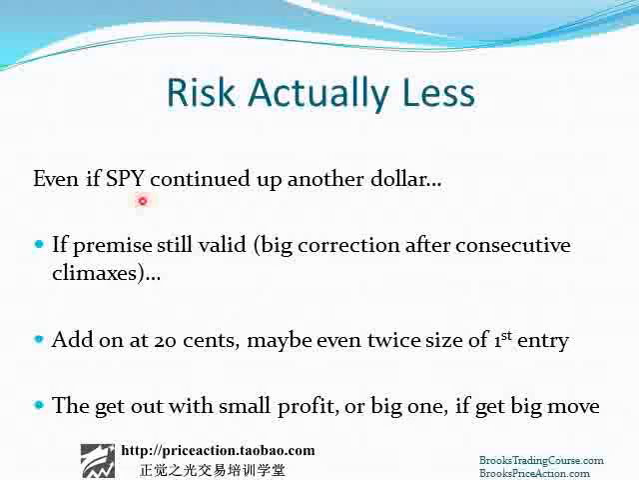Okay? Even if the spider continued up another $1, if you thought that your premise was still valid, that a big correction after the consecutive buy climaxes was likely, you could add on. Let's say the spider went up $1 and the value of your put fell to 20 cents. You could buy more puts, maybe even twice the size of your original entry, with the goal of getting out if the spider came back down to that original signal bar low.